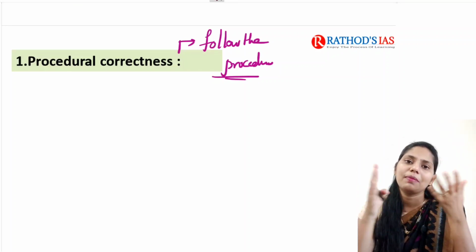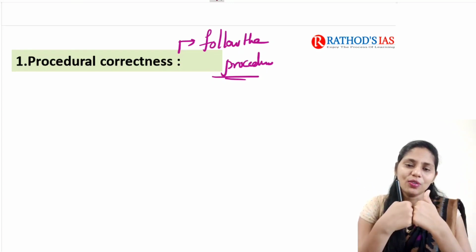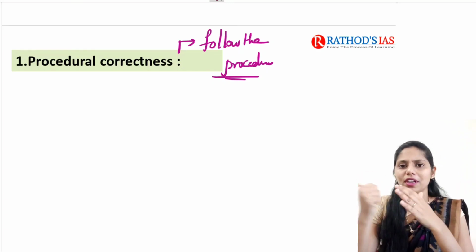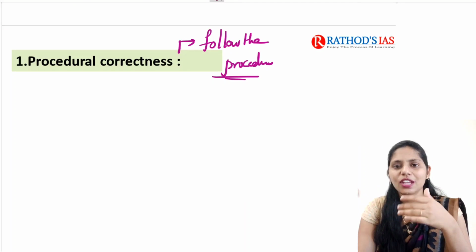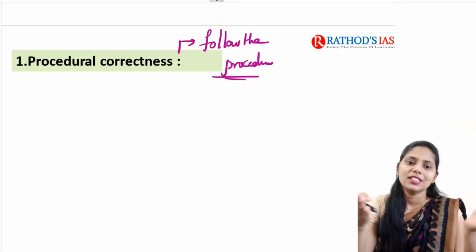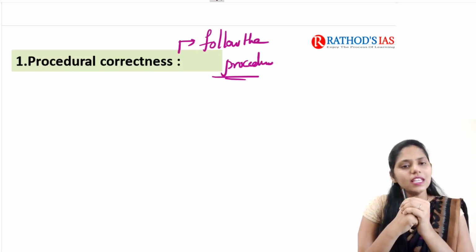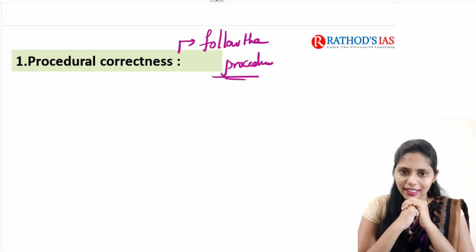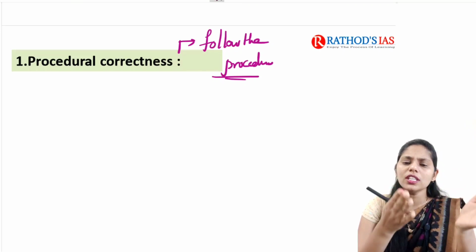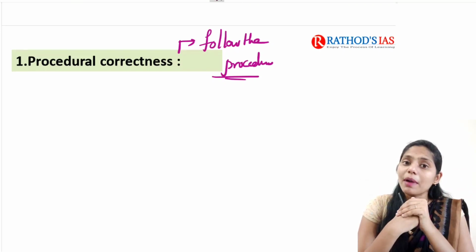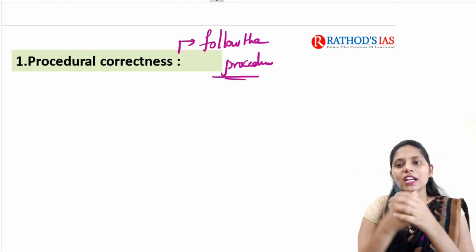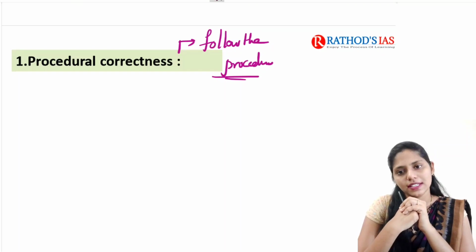This process might be the same in some institutions and it may be different in others, but whatever procedure is there, we have to follow that procedure. That is called procedural correctness. If you are following that correct process, that is called procedural correctness. So here we are mainly talking about following the laid down procedure with willful diligence.